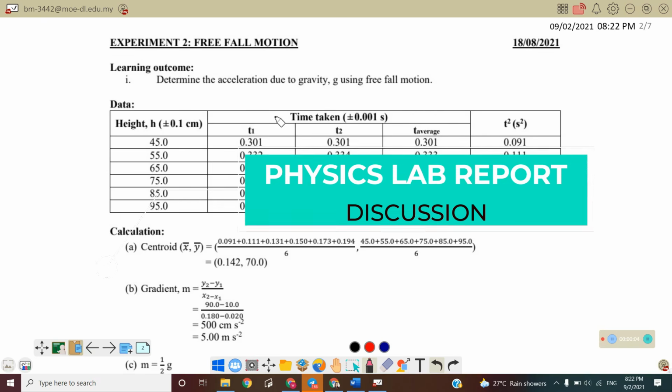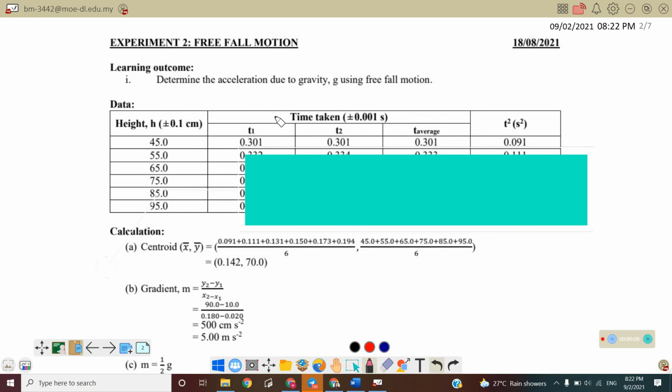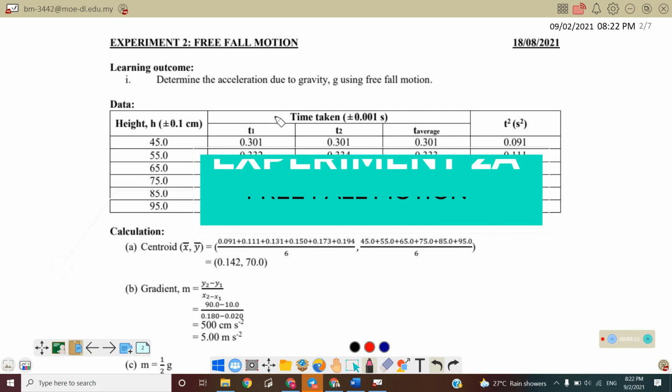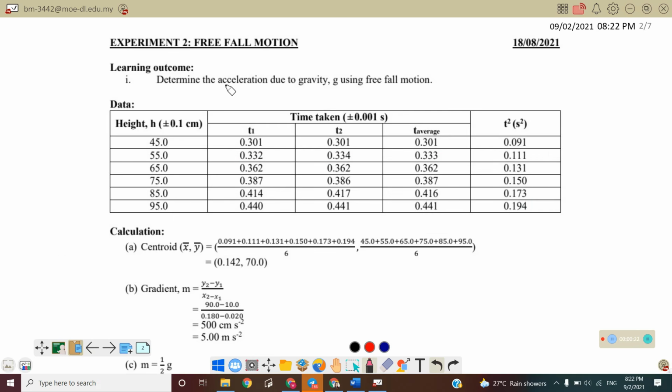Today we are going to learn how to write a lab report. So in this video, we will discuss experiment 2A, free fall motion. First, you must write the title, where you will get 1 mark, and also the learning outcome: determine the acceleration due to gravity using free fall motion, so you will get another mark.